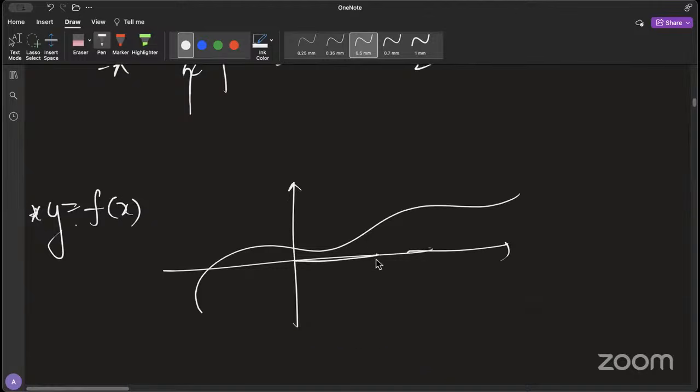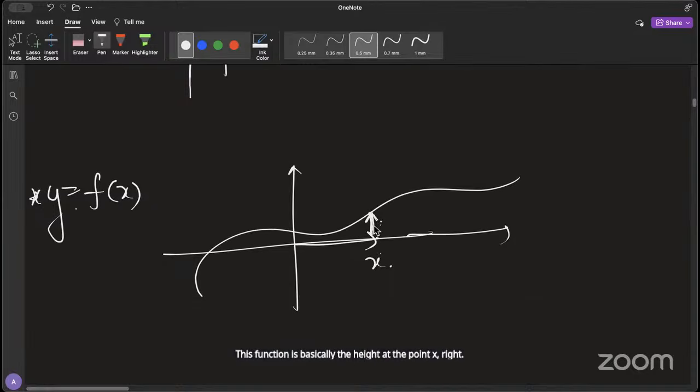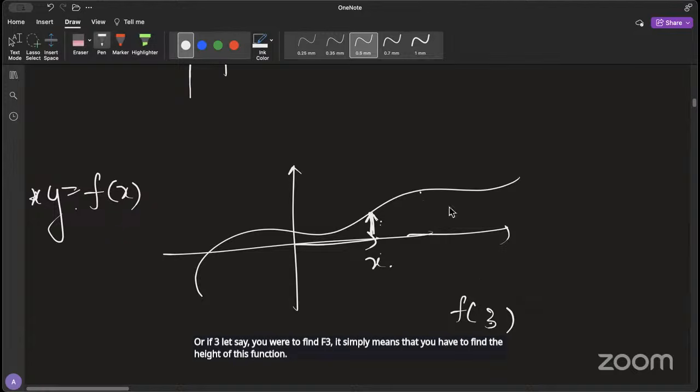Then this distance on the x-axis gives you the x coordinate, and this height gives you f(x). So this function is basically the height at the point x, right? This height is what gives you the function's value. So if you were to find f(2) or f(3), it simply means that you have to find the height of this function at 3.